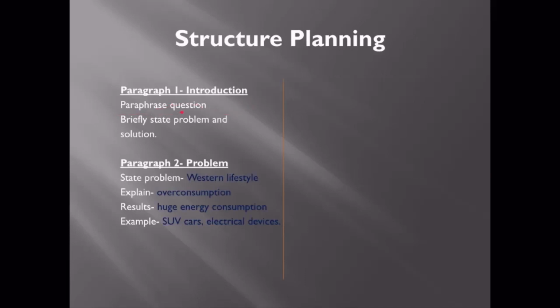So structure planning, I'm going to paraphrase the question, and because there's only one problem, one solution, I'm going to state that in my introduction. One problem, we're going to use Western lifestyles as my main idea. What is it about Western lifestyles? Well, they overconsume, it's unsustainable, and the results are huge energy consumption. Examples, SUV cars, multiple electronic devices, and things like that.